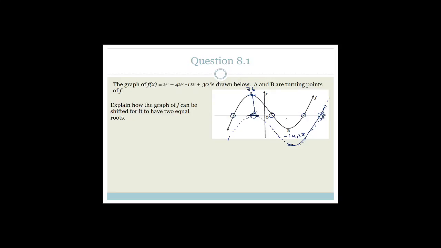If I move this graph up by 14.48, then it's just going to touch the x-axis over there, and I'm going to have two equal real roots over there. So the definition of a graph that has a tangent, in other words, where the turning point is just touching the x-axis, is that we say it has two equal real roots at that point. And similarly over here. It's also got another real root, but to have two equal real roots, it has to just touch.